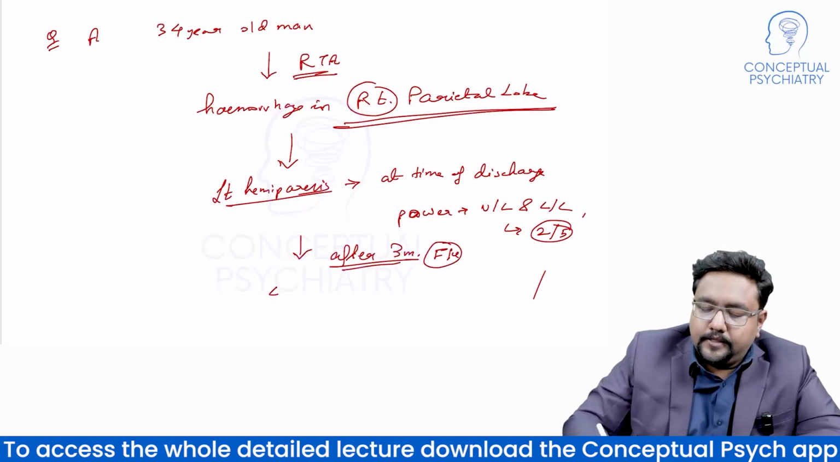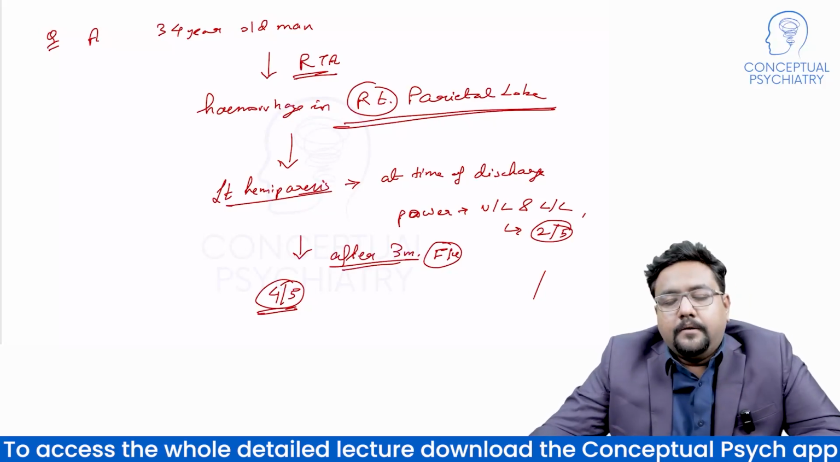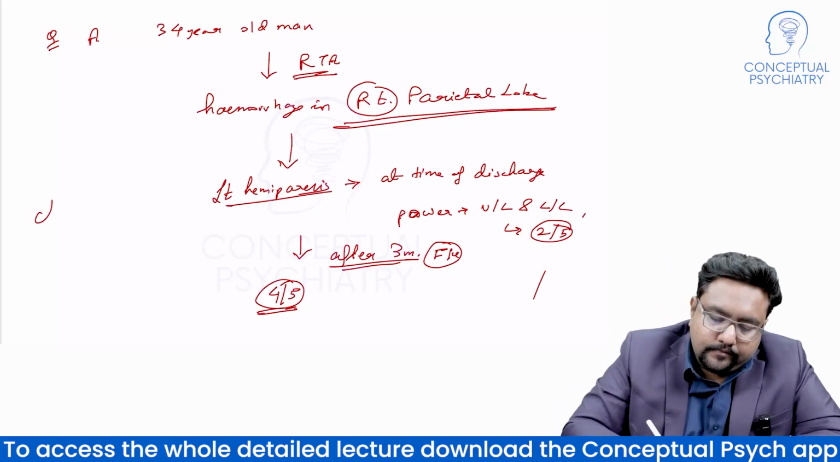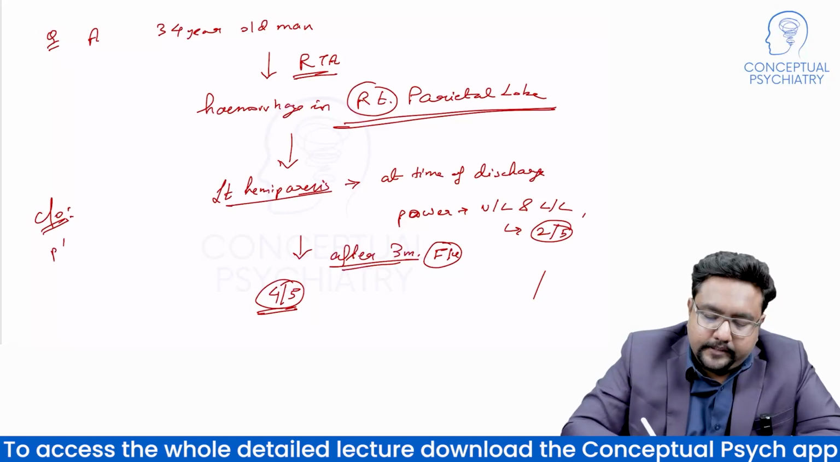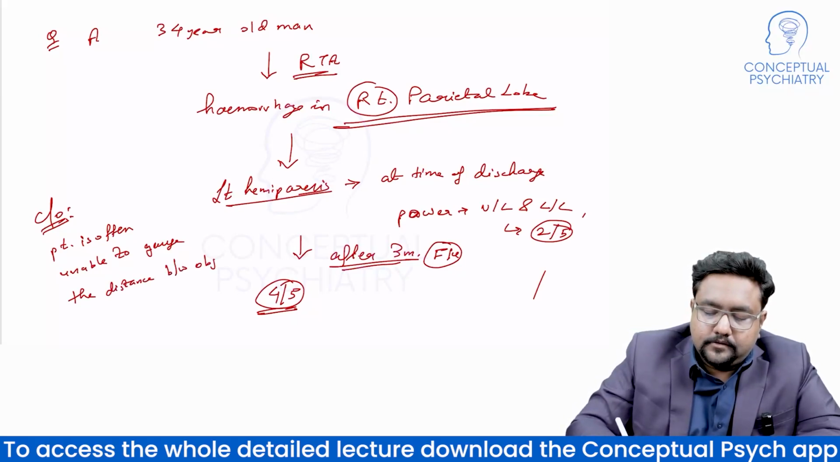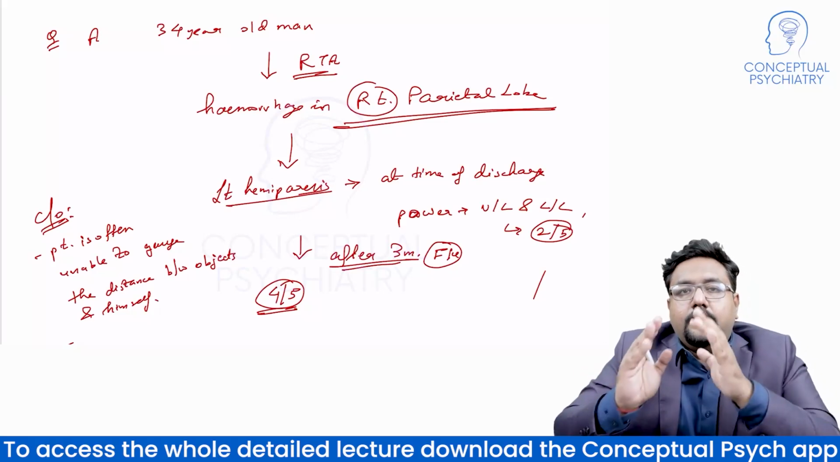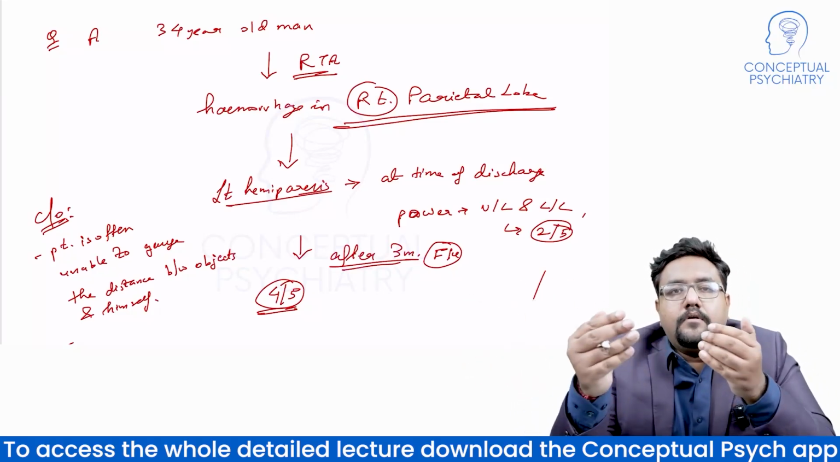Here you see the limb power has improved to 4 out of 5. He can now walk with the help of a stick. But the complaint is that the patient is often unable to gauge the distance between objects and himself. That is, he runs into things very easily.